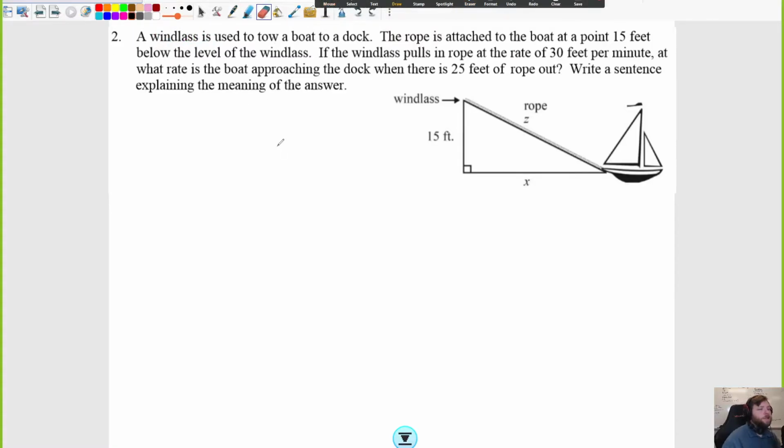I hate when I use this. It's used to tow a boat to a dock. The rope is attached to the boat. So you got like this on top of a hill. Oh, a windlass is used to tow a boat to the dock. A rope is attached to the boat at a point 15 feet below the level of the windlass. So this is the rope. It's attached right here. It's like the top of a pole or whatever. If the windlass pulls in rope at the rate of 30 feet per minute, at what rate is the boat approaching the dock when there's 25 feet of rope out?